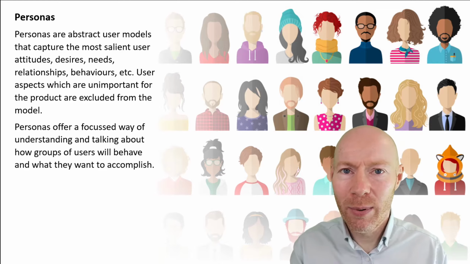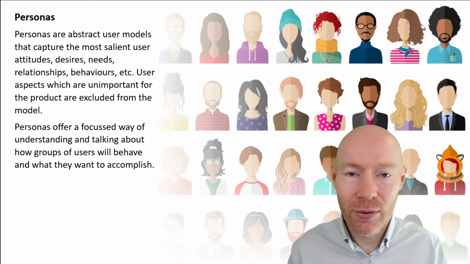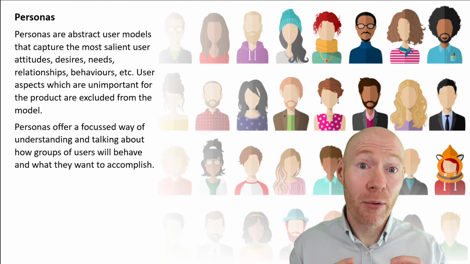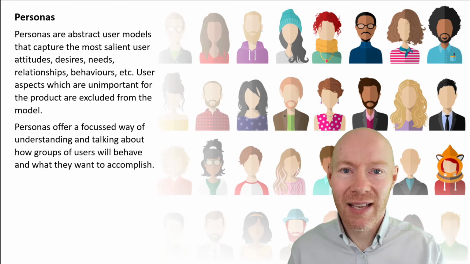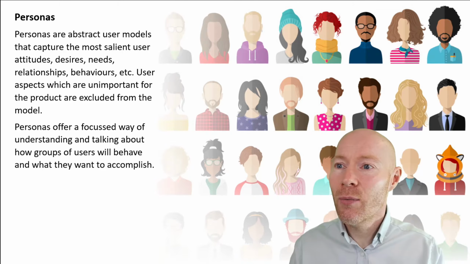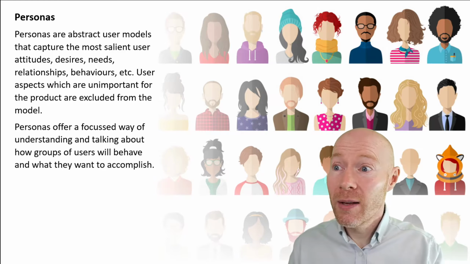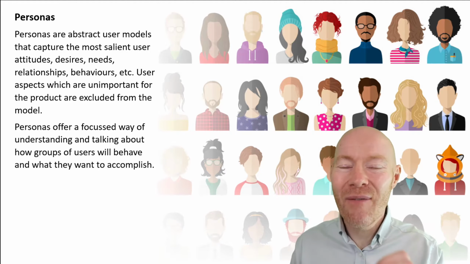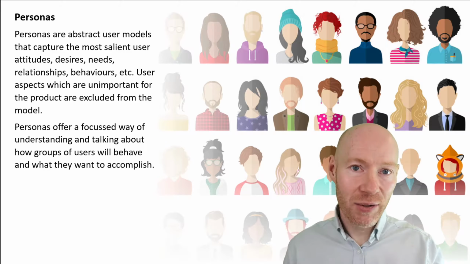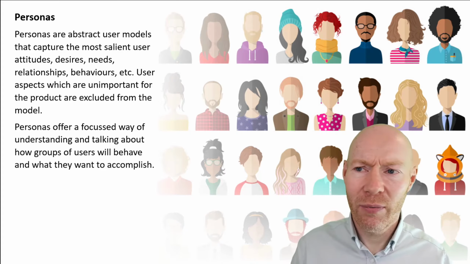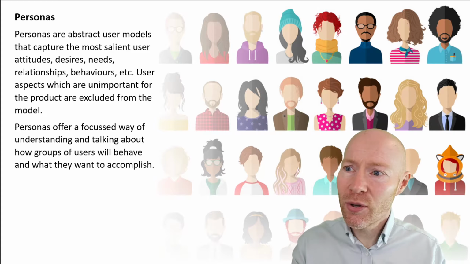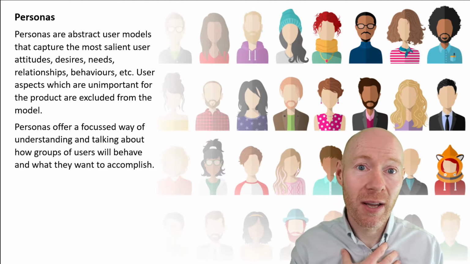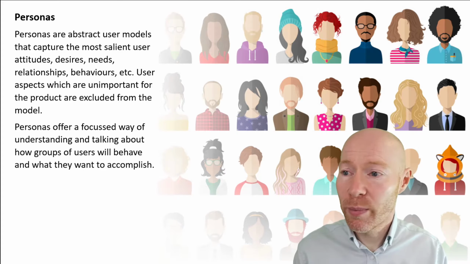So they're not real people, they're an abstraction of our users. And in any sort of abstraction, we throw away some information and we keep other information. In terms of the things that we're keeping within our persona, it's the most useful user attitudes, desires, needs, relationships, and behaviors. The key information for us, that's what we retain. Other things we get rid of, we don't need. So user aspects that are unimportant for whatever application we're talking about, we exclude them from our persona.